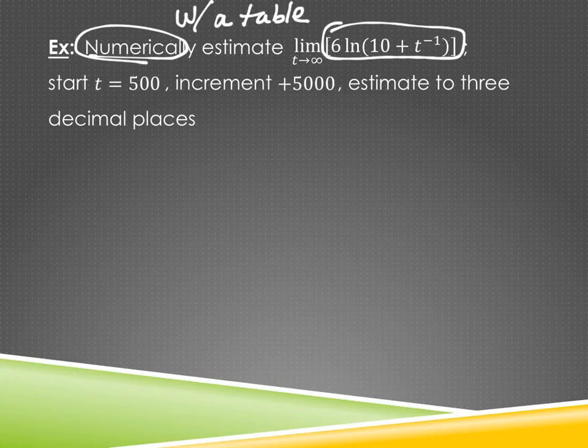So we have 6 natural log of 10 plus, and then of course we're going to use x because that's what our calculator is using in the place of the t. Do the caret and -1, and make sure you're using the negative button that's down here, okay, for -1.